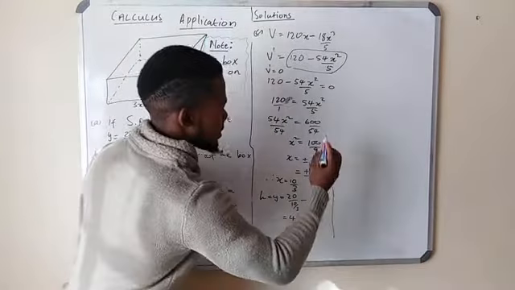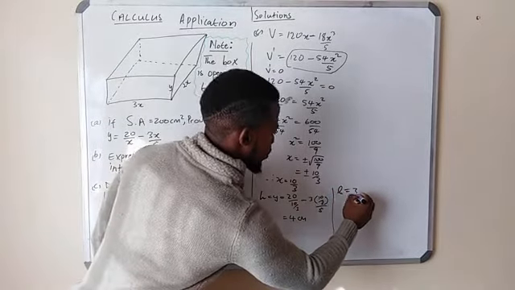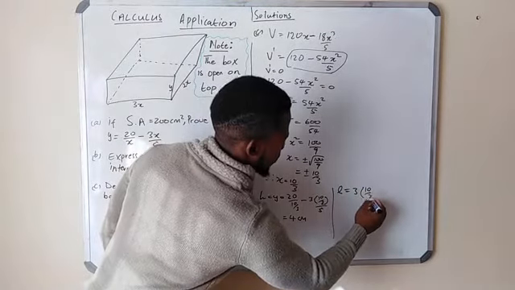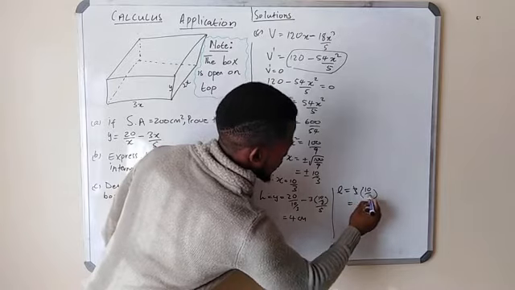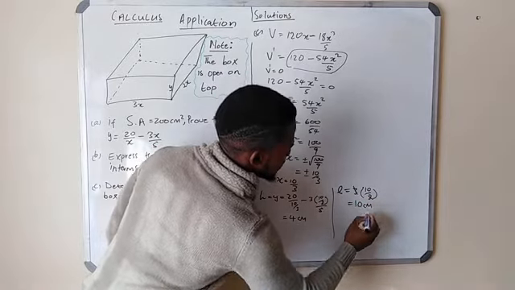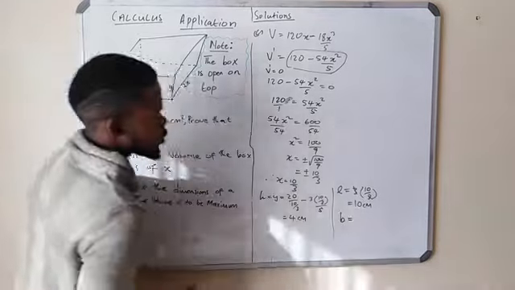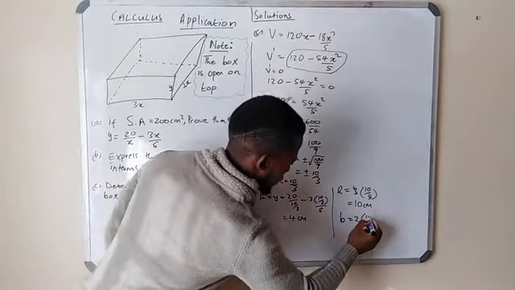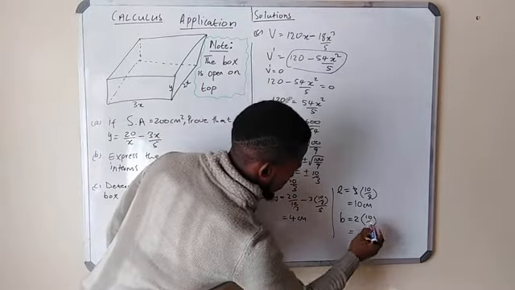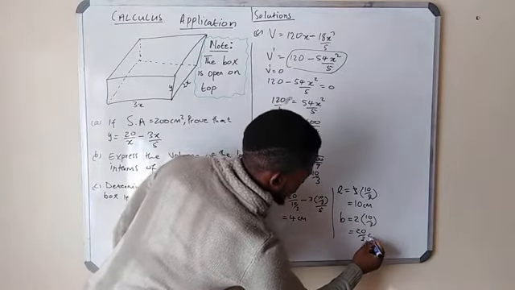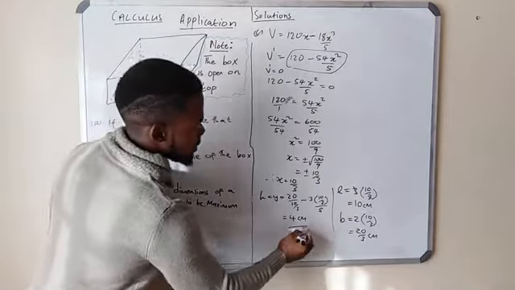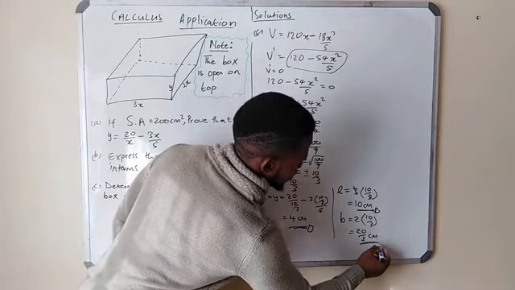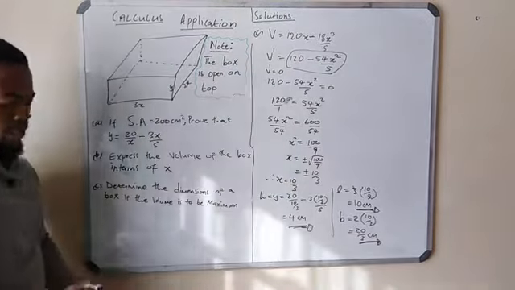That is our height. Our length is equal to what? The length is 3x. But what is the value of x? The value of x is 10 over 3. So we are going to have how much? 3 will cancel 3. You have 10 centimeters. Our breadth also, our breadth is 2x. But what is the value of x? The value of x is 10 over 3. So the answer here will be 20 all over 3 centimeters. So these are the values of the dimensions of the box.